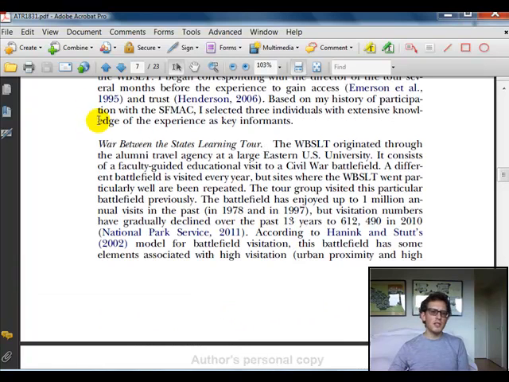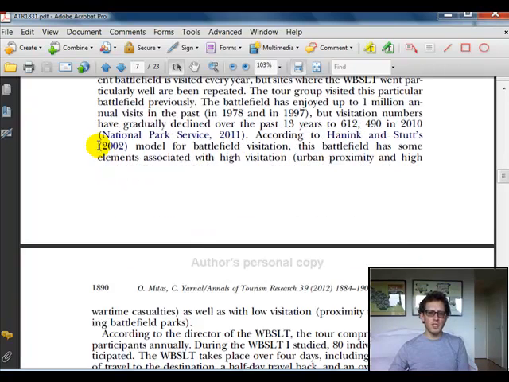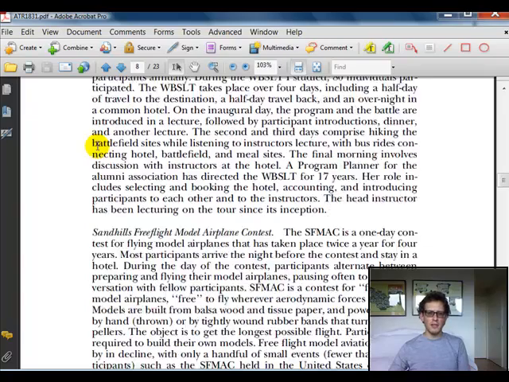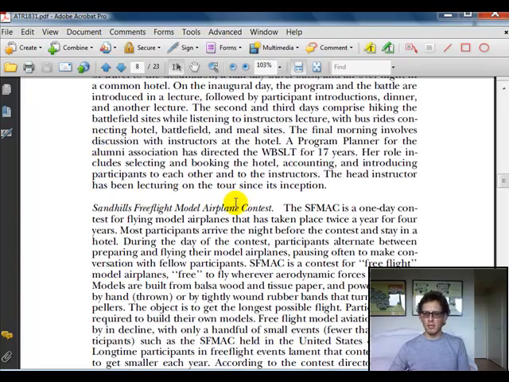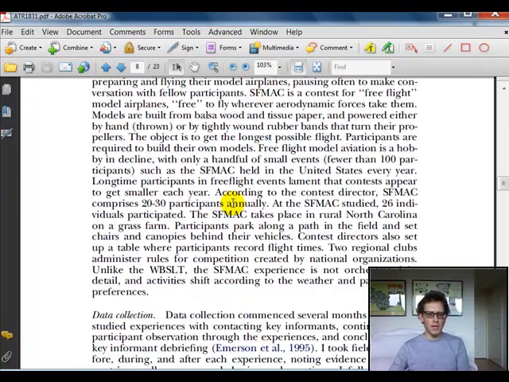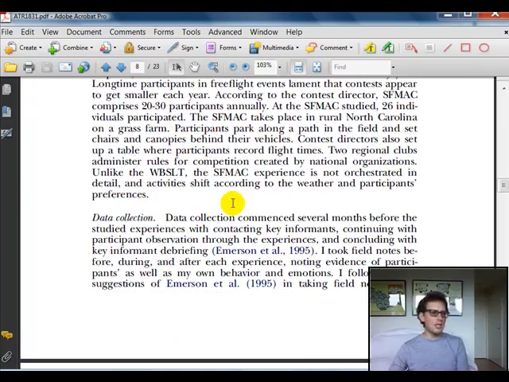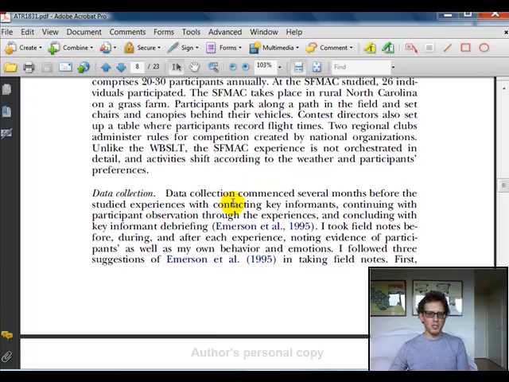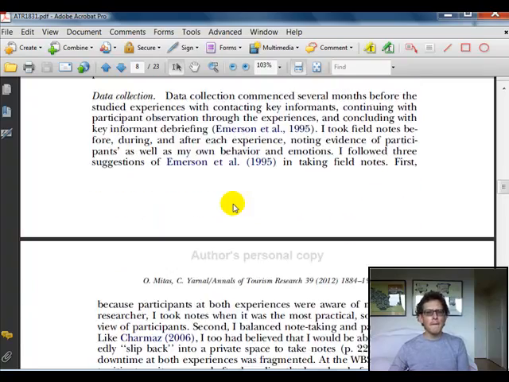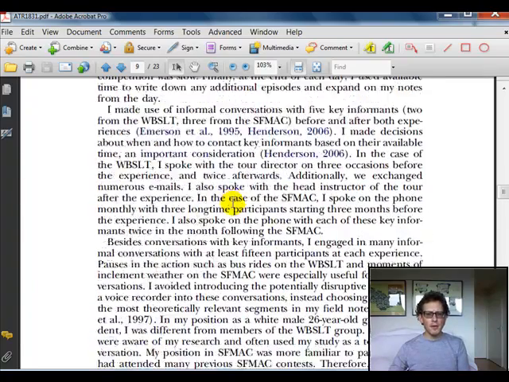One thing you see in this paper that you see in a lot of qualitative research papers is a lot of information about context. So I observed the war between the state's learning tour and the Sandhills Free Flight Model Airplane Contest. And so I gave a lot of contextual background that you don't really see in typical questionnaire research.